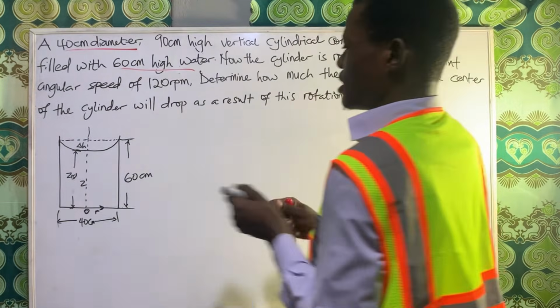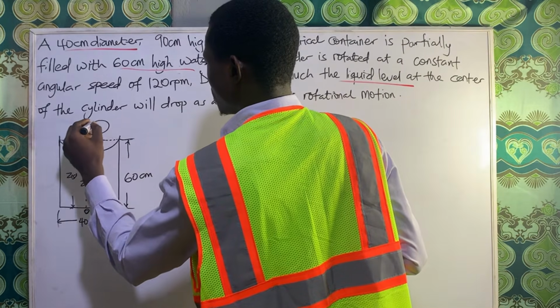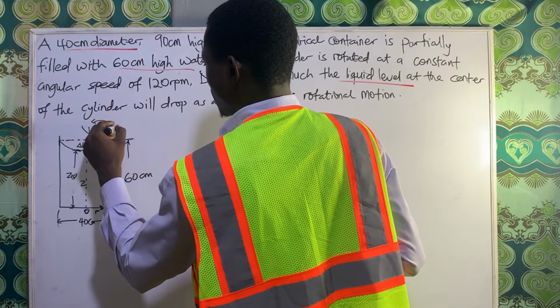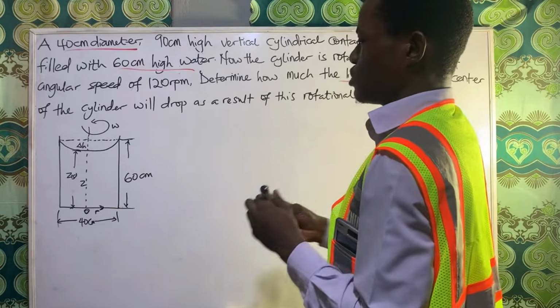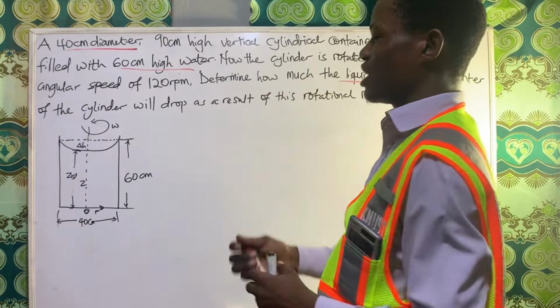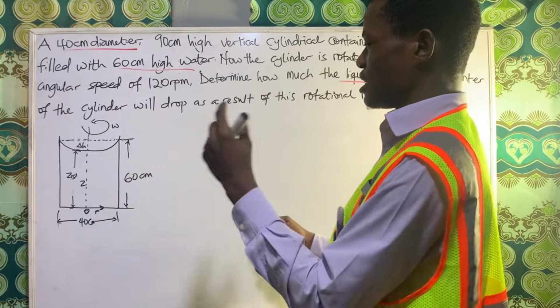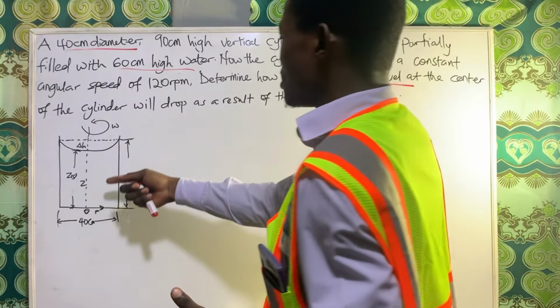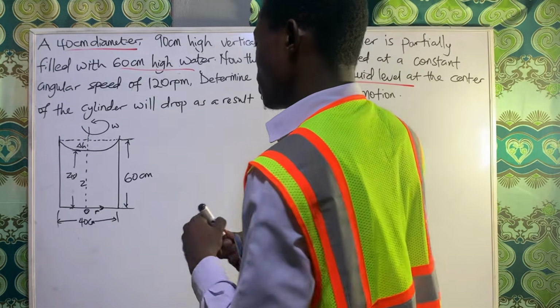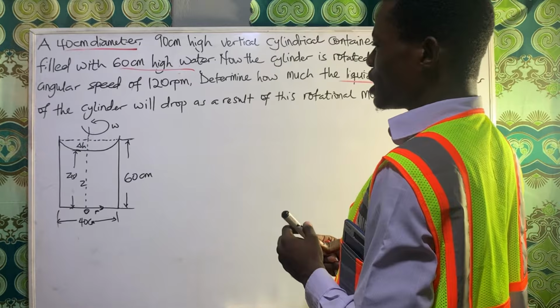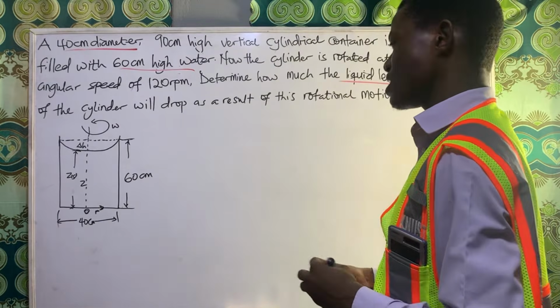Now we have this, and we know the rotation will be in this way. That's our omega, our rotation. We assume our rotation to be like this, so you take a cap and you try to rotate it. That's how we see this question to be. So now let's go ahead with our analysis.